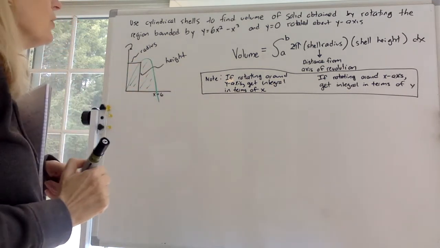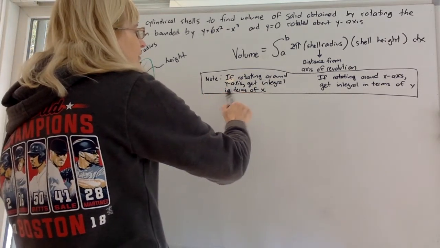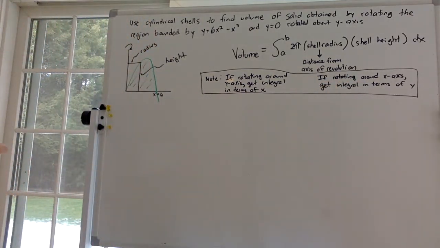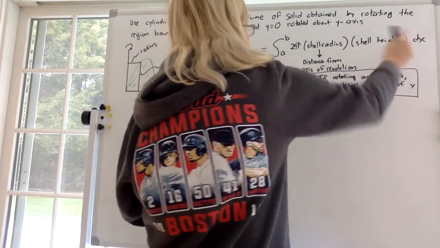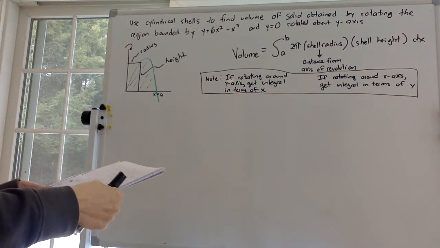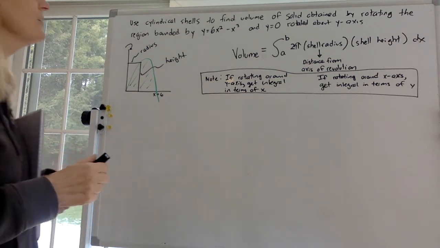Okay, and another trick I always remember, if you're rotating around the y-axis, get the integral in terms of x. If you're rotating around the x-axis, get your integral in terms of y. It's kind of the opposite. So that's why I wrote dx. We want to get everything in terms of x because we're rotating around the y-axis. So first of all, let's figure out the height.